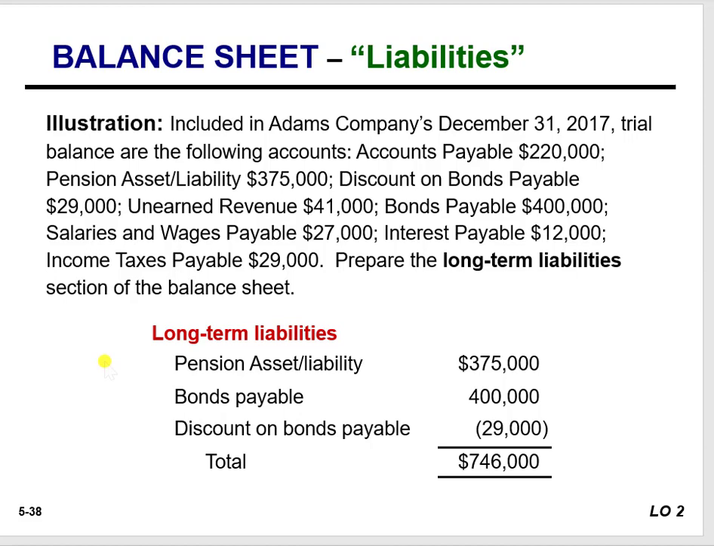So here you would identify out of these liabilities the long-term liabilities, and that is your pension asset liability, your bonds payable, and of course your discount on bonds payable. So the other items, accounts payable, interest payable, salary and wages payable, income tax payable are considered current liabilities.